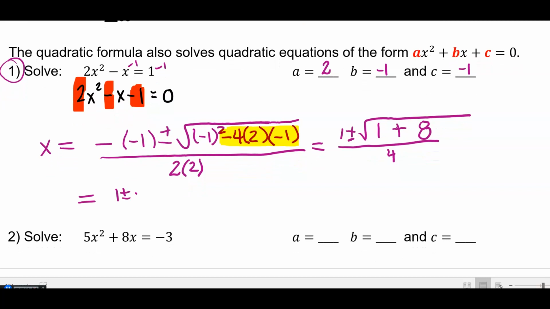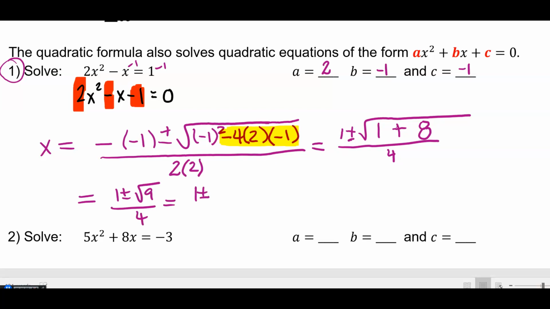So now we have 1 plus or minus the square root of 9 over 4. And the square root of 9 is 3. So we'll replace that with 3. So here we have two situations where we break up the problem. We simplify as much as possible until we get to this point. One solution is 1 plus 3 over 4, and we'll work on that. And the other solution will be 1 minus 3 over 4.